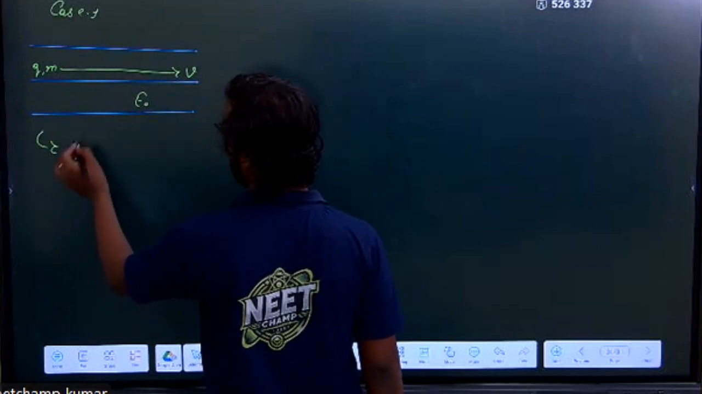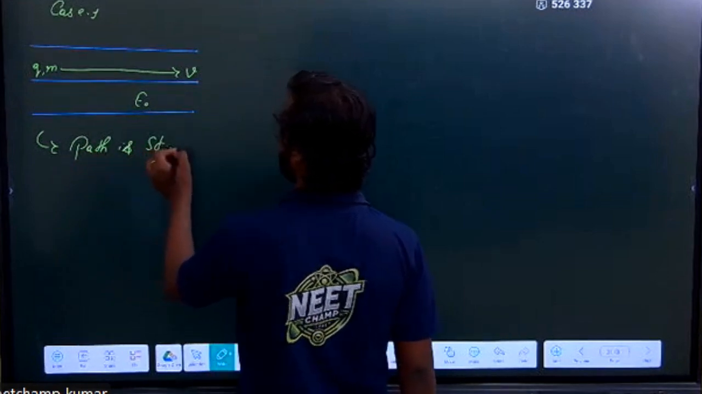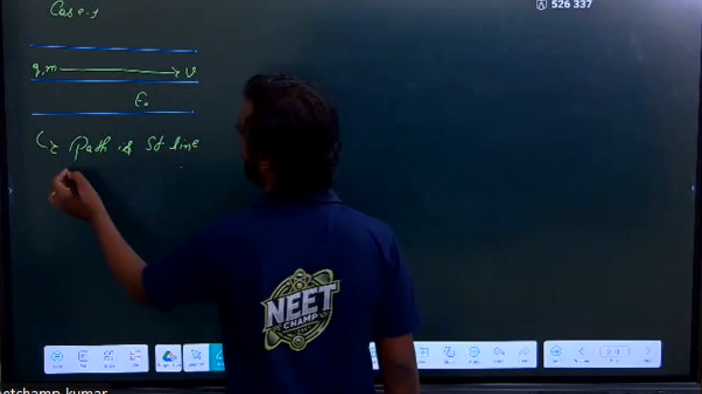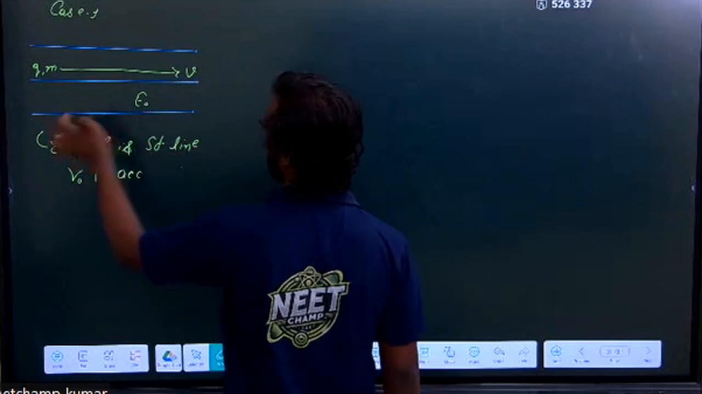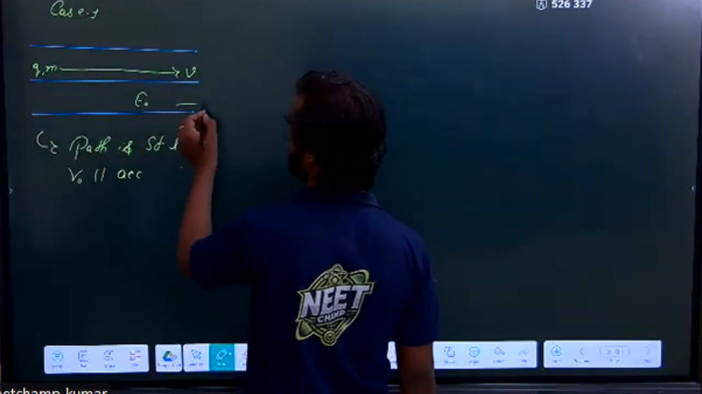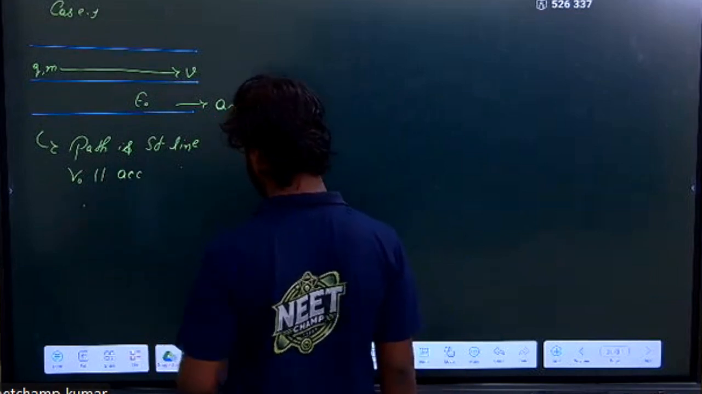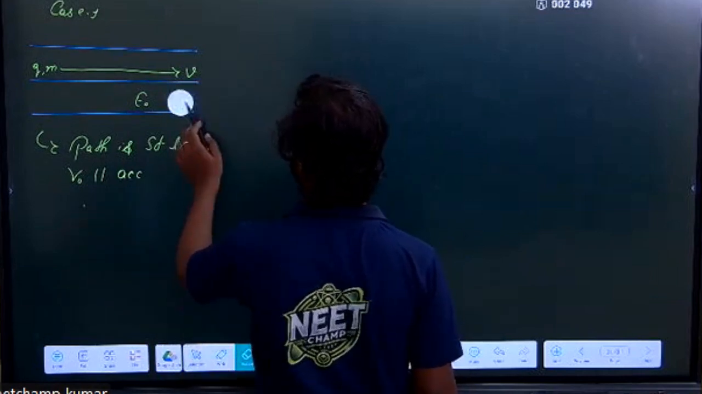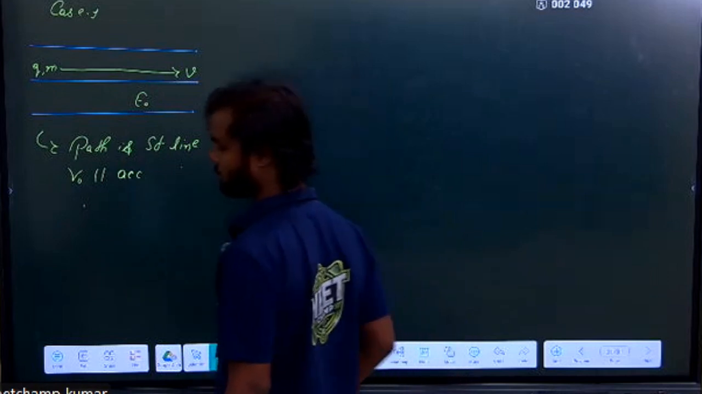In this case, what will my path be? The path is a straight line, simple. Why? Because you can see my velocity is parallel to the acceleration. The electric field is in this direction, so my acceleration will also be in this direction, because the direction of acceleration and the direction of force will be the same.